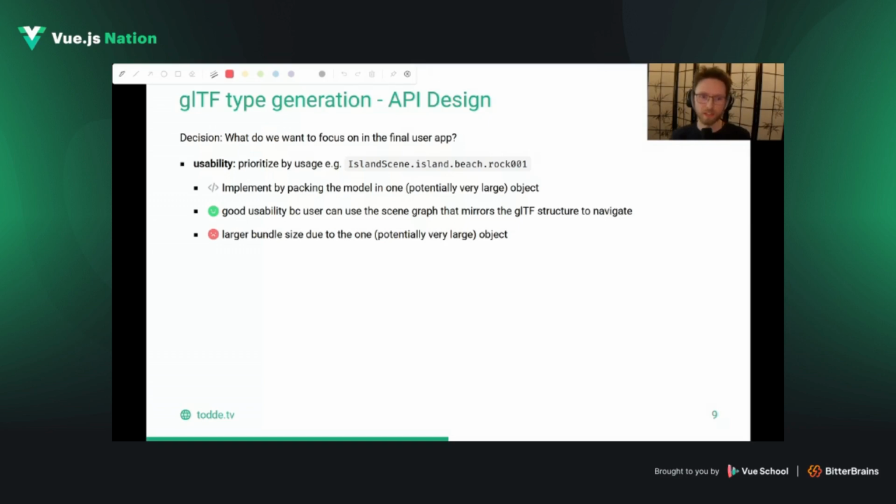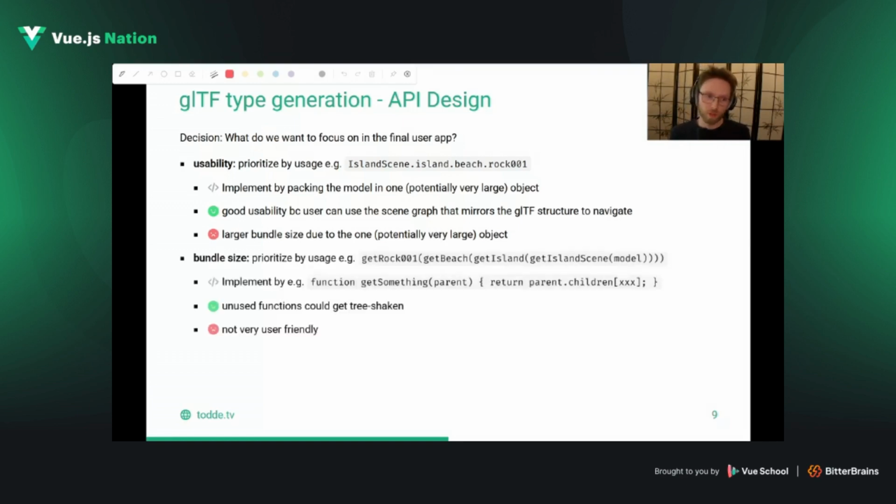In our example, island. After you have typed island, you can set a dot and get all the nodes that are in island. So here, beach. And on the beach, there are rock 1, 2, 3, 4. Very easy, very straightforward, something we all know, we all are using on a daily basis, but it has some downsides. The first downside and the biggest downside is that we have to create this potentially very large object of the scene, the complete scene graph, in one single object and ship it. But the positive side, the user can really easy work with it.